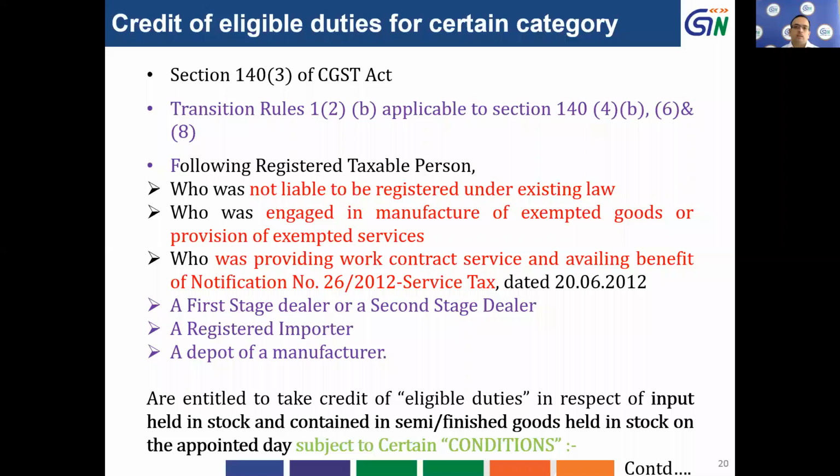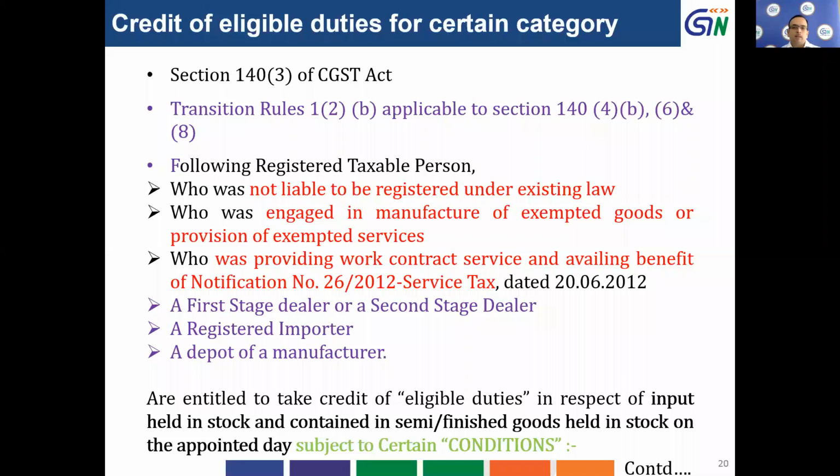So what does Section 143 say? It talks about the following registered taxable person: who was not liable to be registered under the existing law, and who was engaged in manufacture of exempted goods or provision of exempted service, or who was providing works contract service and availing the benefit of Notification 26/2012 of service tax, or who was a first stage dealer or a second stage dealer, or a registered importer or a depot of a manufacturer. If that person is in any of these categories, then he shall be entitled to take credit of eligible duties in respect of inputs which are held in his stock, or contained as semi-finished goods, or in his finished goods on the appointed date.